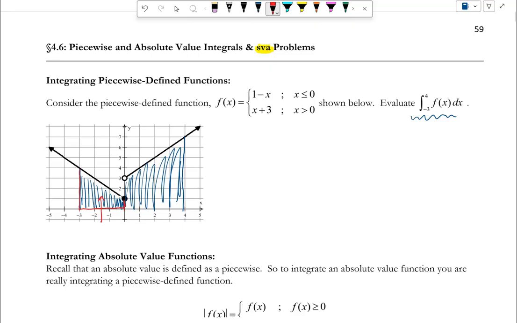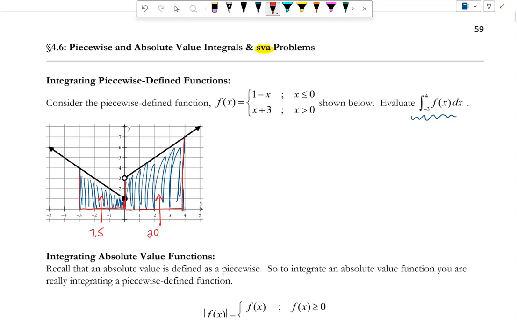I think I said 3 and 1. Sorry, my bases are 4 and 1. So I should get an area here of 7.5. And for this trapezoid, if I average my bases, 7 and 3, that has an average of 5. I multiply by my height, 4. I get an area of 20. Okay, so we already know that when we integrate this function we should get 27.5.